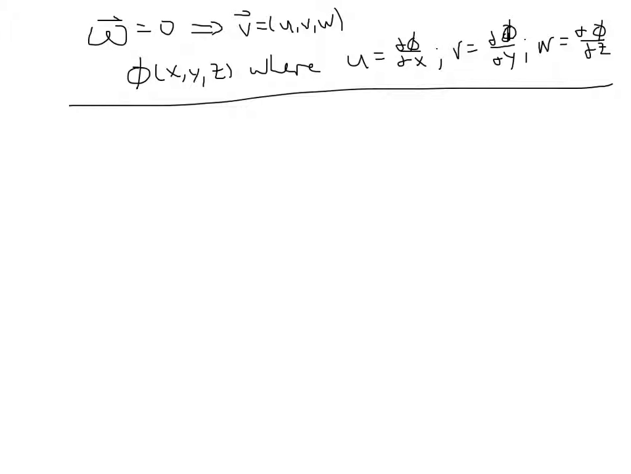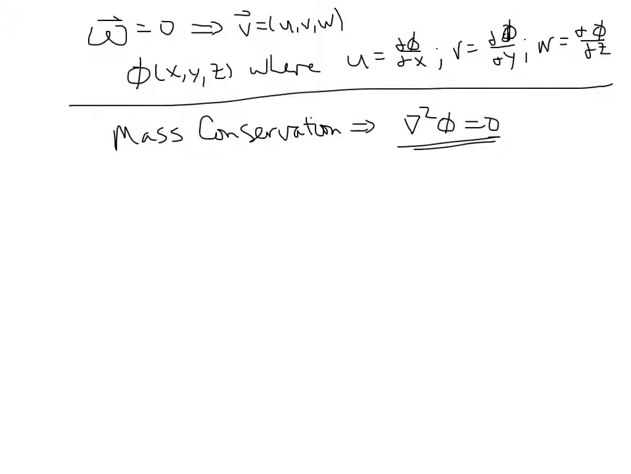We started then talking about the basic building blocks for solutions. When we apply mass conservation, the continuity equation, we arrive at Laplace's equation, which means that the Laplacian of the velocity potential is zero. That's the equation that we then need to solve, and we're going to do it through a method of superposition.